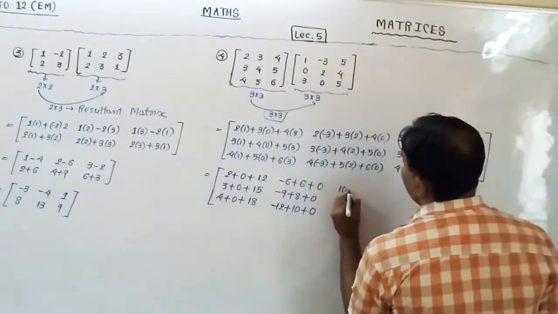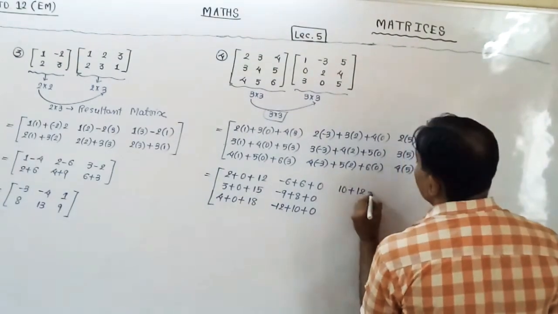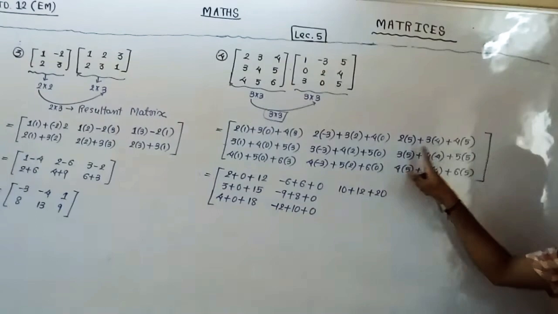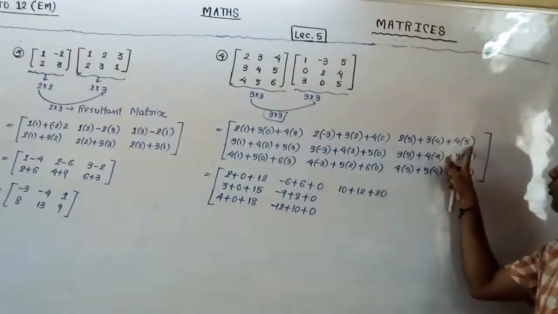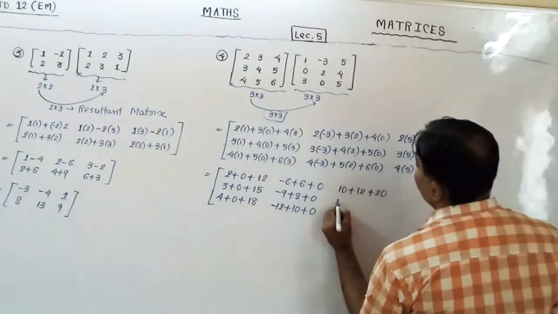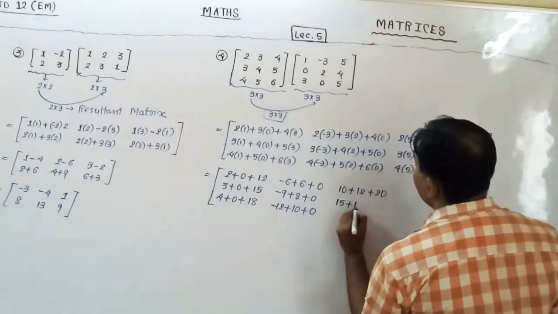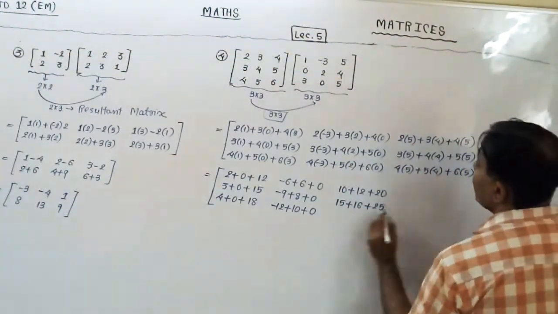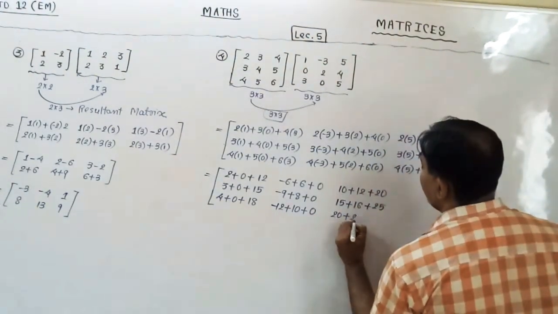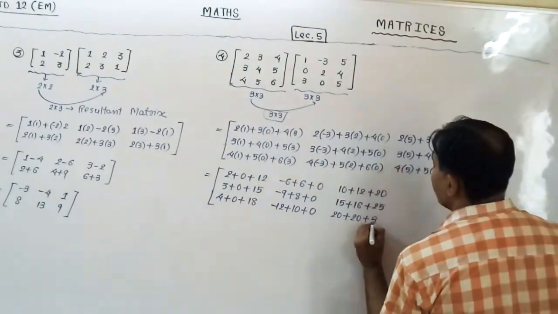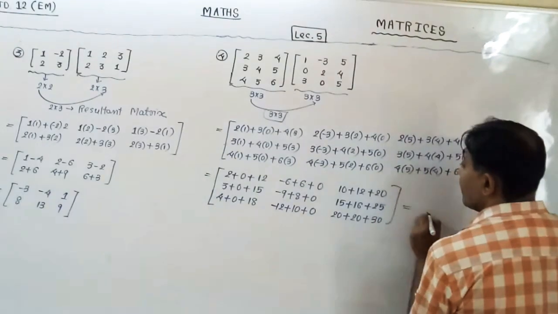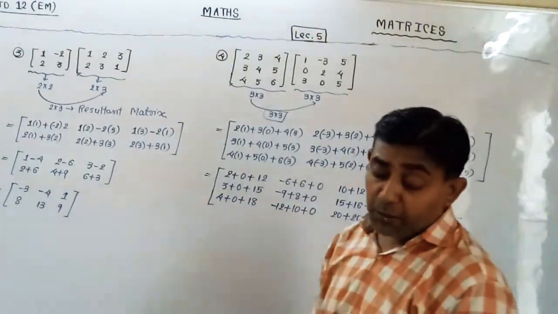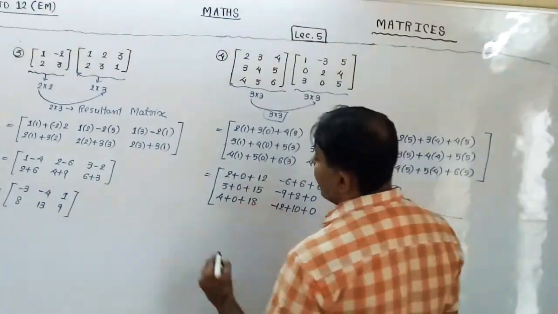Similarly here, 2 5s are 10, 3 4s are 12, 4 5s are 20, then 3 5s are 15 plus 16 and plus 25. Similarly here, 20 plus 20 and plus 30. So finally write the total answer. The questions are very easy. Now I will give you two more examples as homework.